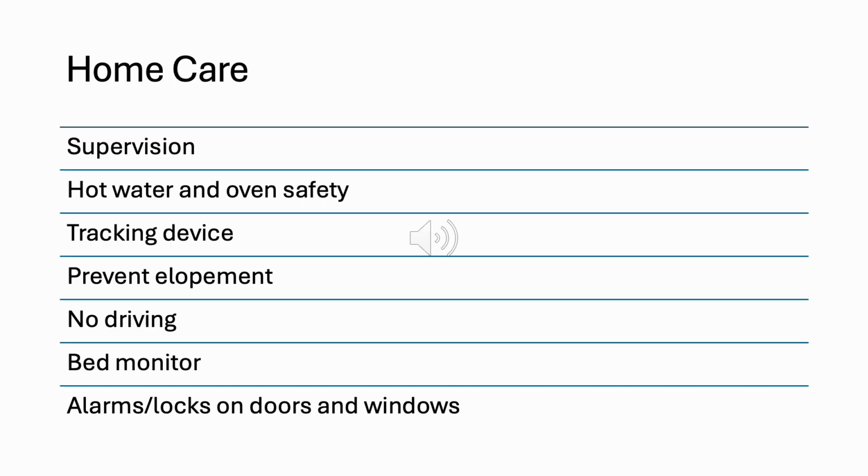No driving. At some point, people with dementia have to give up driving. Use bed monitors also for wandering and preventing elopement. Alarms and windows need to be secure, and there should be safety rails in hallways, on the steps, in the bathrooms. And then you want to remove any dangerous, sharp objects at some point, depending on the progression of their disease.